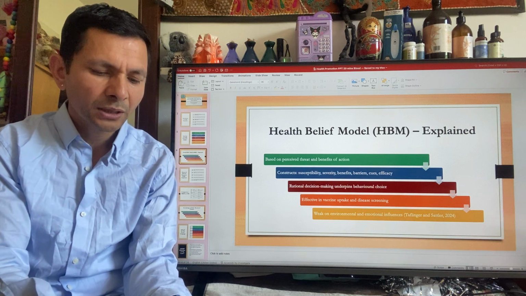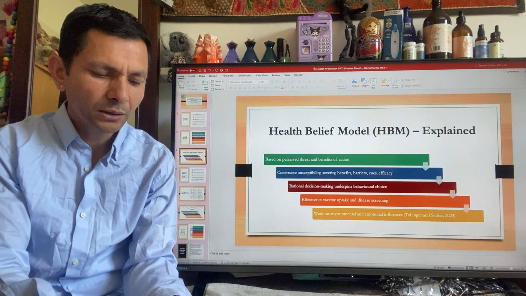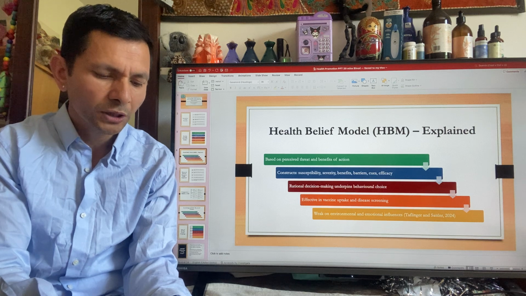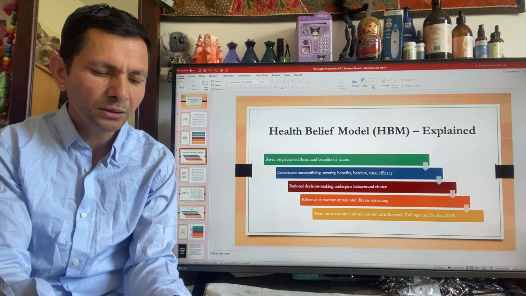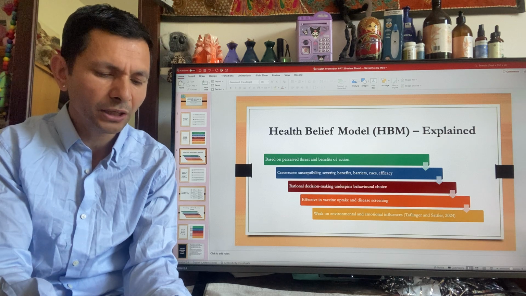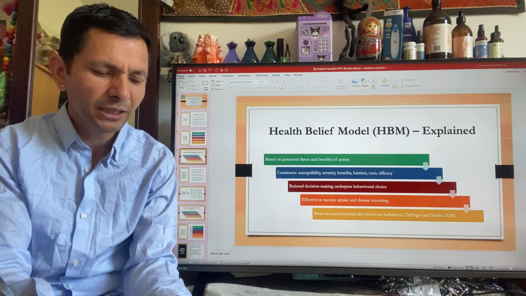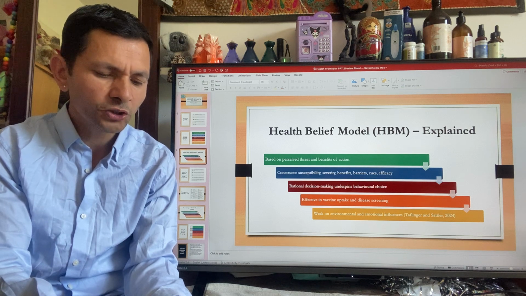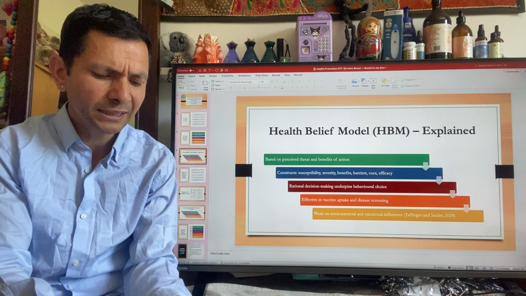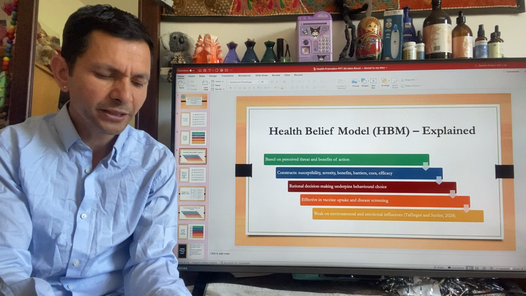Third, health belief model explained. The health belief model is one of the oldest and most widely used in public health. It's based on the idea that people make rational decisions about their health by weighing the perceived threat of a condition against the benefit of taking action. It includes six core constructs: susceptibility, severity, perceived benefits, perceived barriers, cues to action, and self-efficacy.